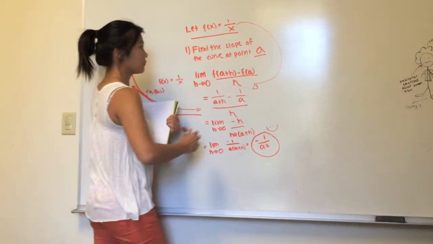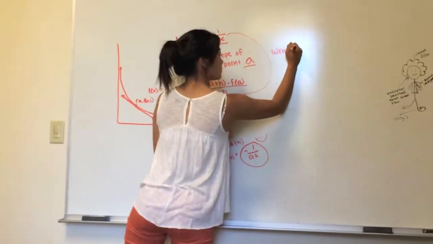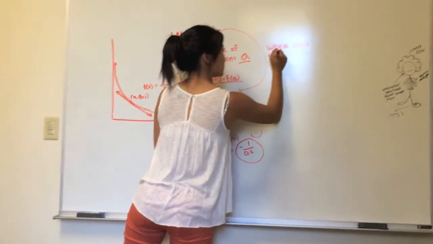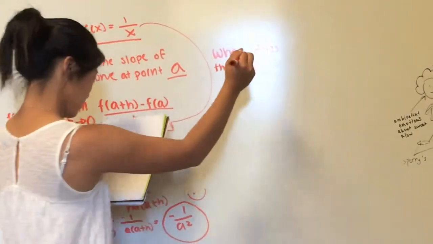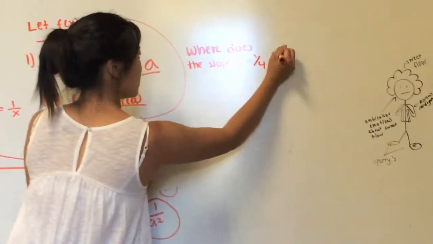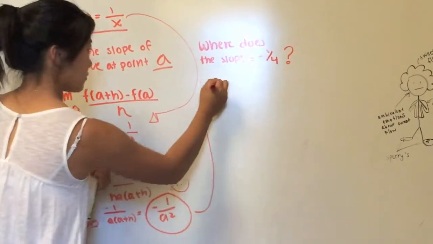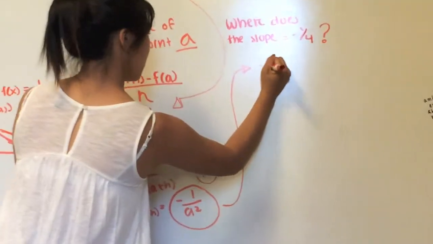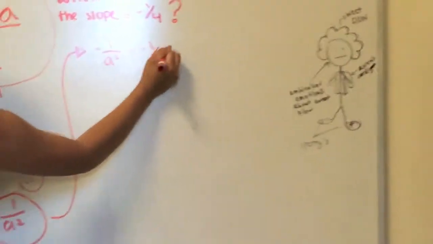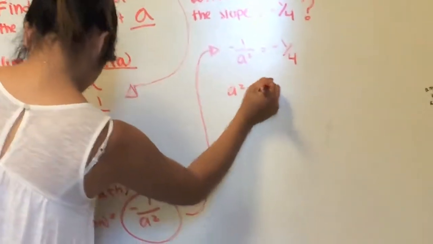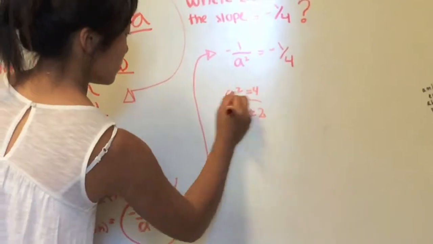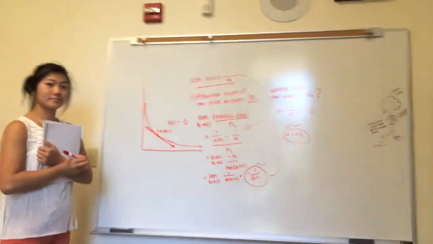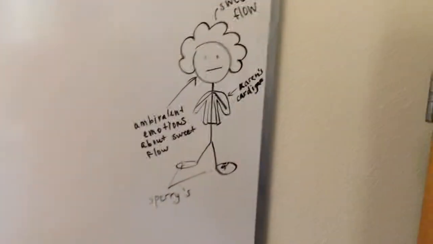Awesome, so now that we have that, we're going to want to plug in the original slope that we were given in our equation. In these kinds of questions, you're pretty much always going to have to set it equal to some kind of slope. In this case, the slope is equal to negative 1/4, and it's asking at which point A the slope equals negative 1/4. So we're going to set negative 1 over a squared equal to negative 1/4, and in the end, you're going to get A equal to plus or minus 2.